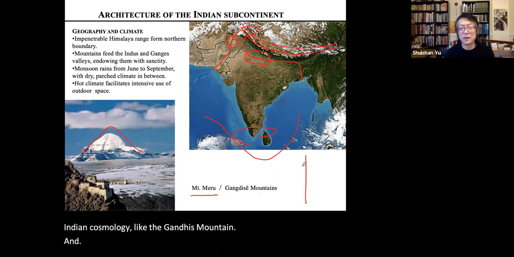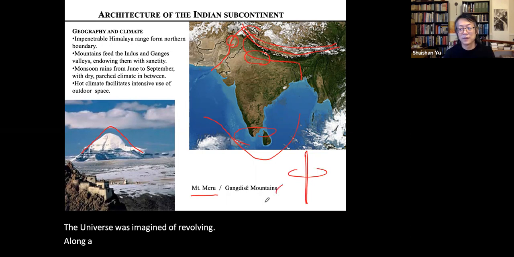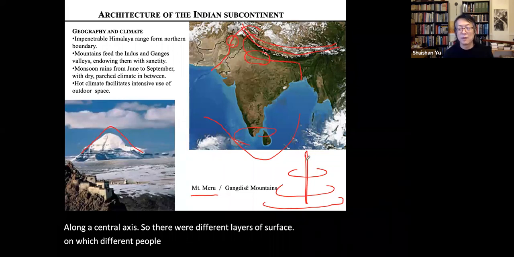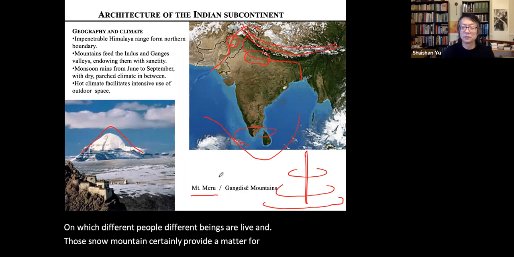So in India, the universe was imagined of revolving along a central axis. So there were different layers of surface on which different people, different beings live. And those snow mountains certainly provide a metaphor for that axis of the universe.